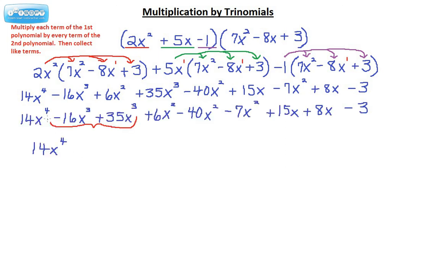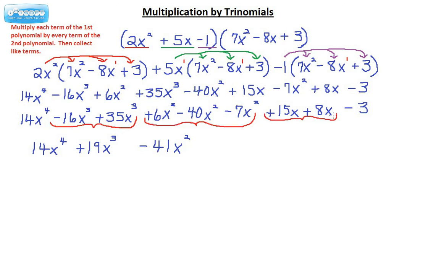Here I've listed our terms in descending order. We don't have another x to the fourth, so bring this one down, but we can combine our x to the thirds. This results in 19x to the third. Next, we add the three coefficients of our x squared terms. Here we get negative 41x squared.